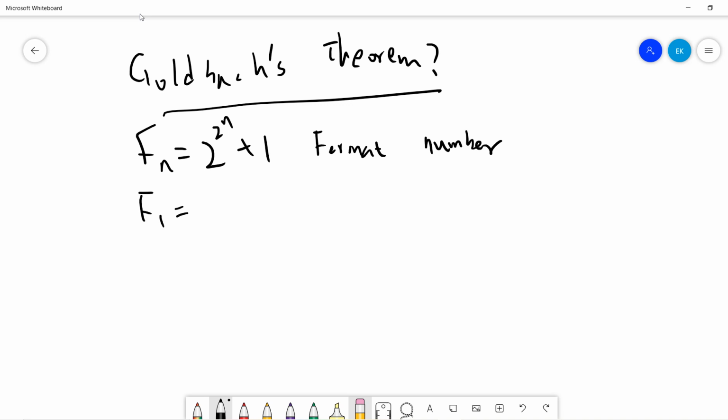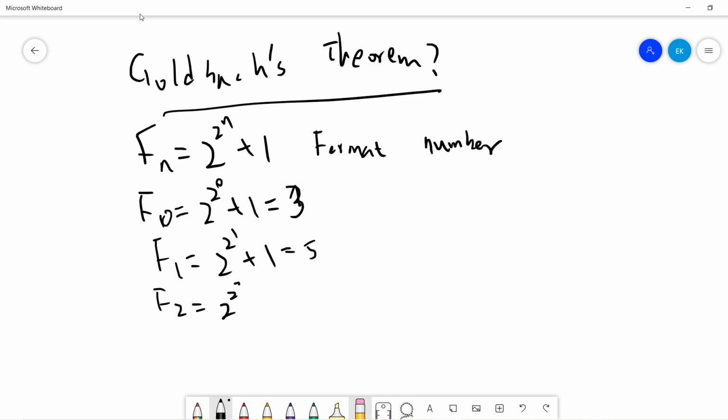So F_0 is 2 to the 1, plus 1, which is 3. And F_1 is 2 to the 2, which is 4, plus 1, so 5. And F_2 will be 2 to the 2^2, so it's 2 to the 4 plus 1, so it's 17.